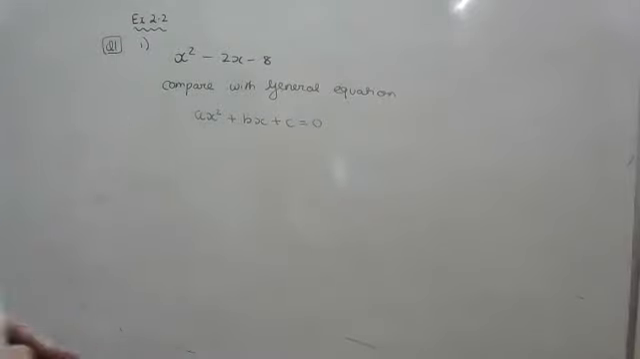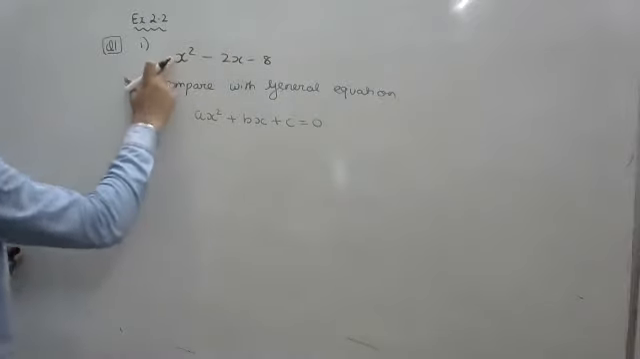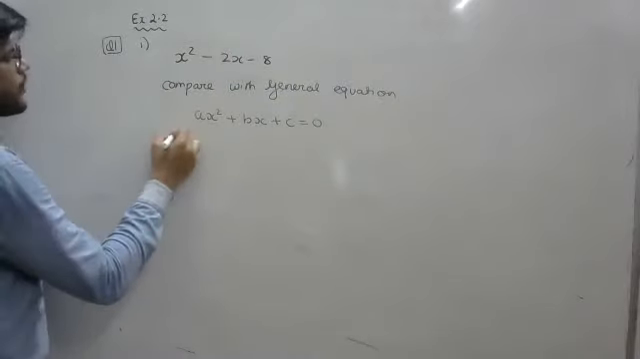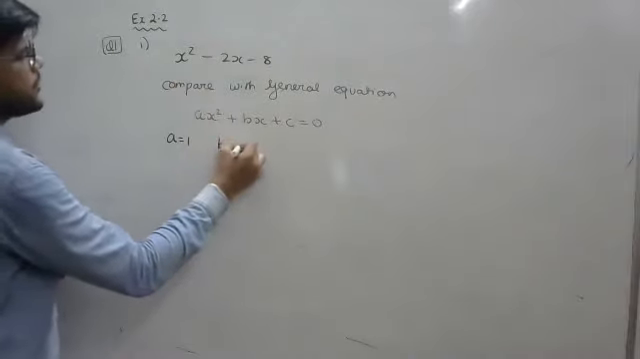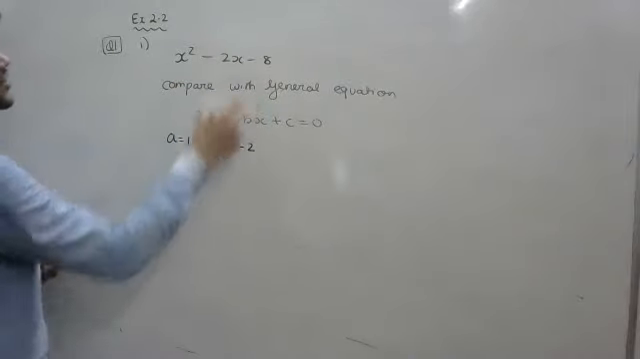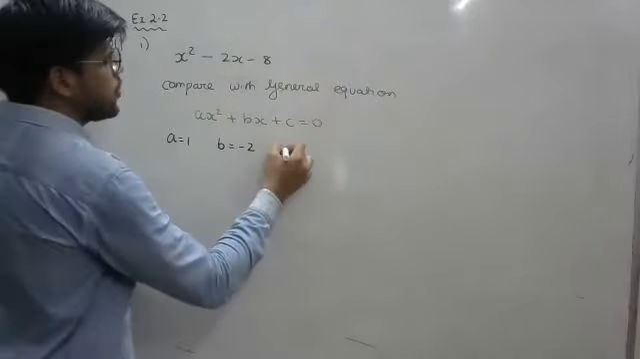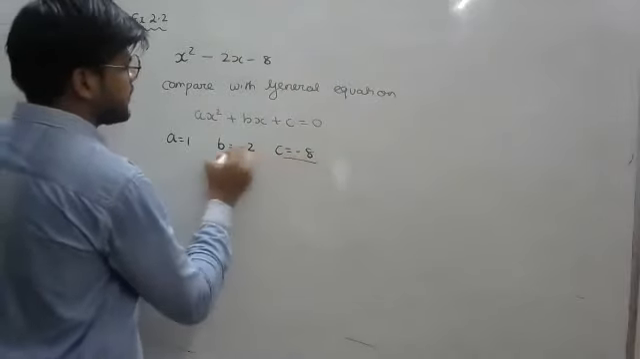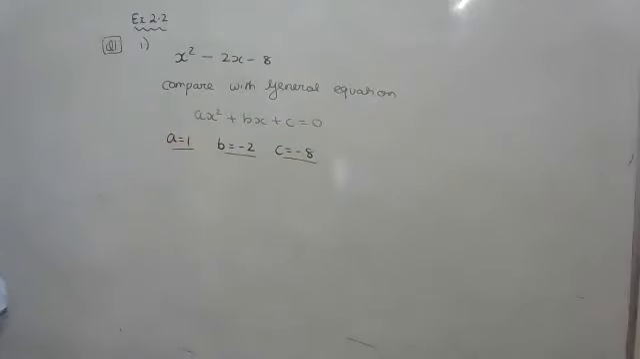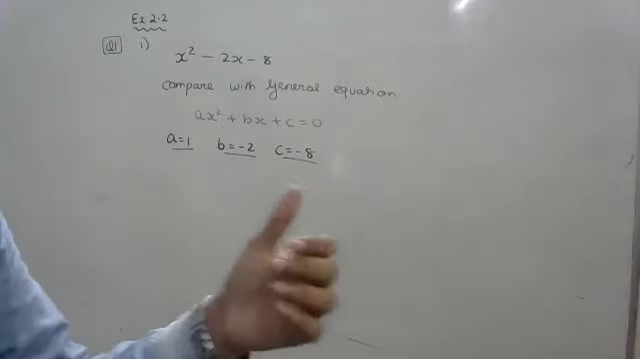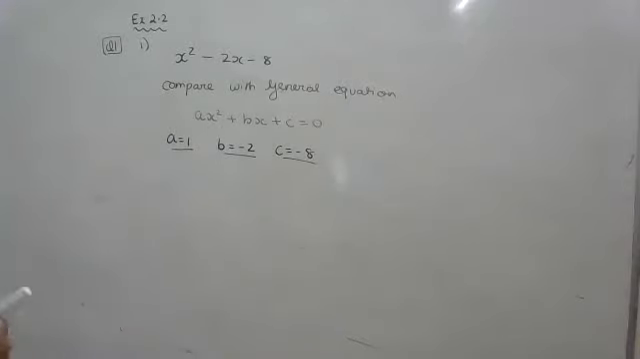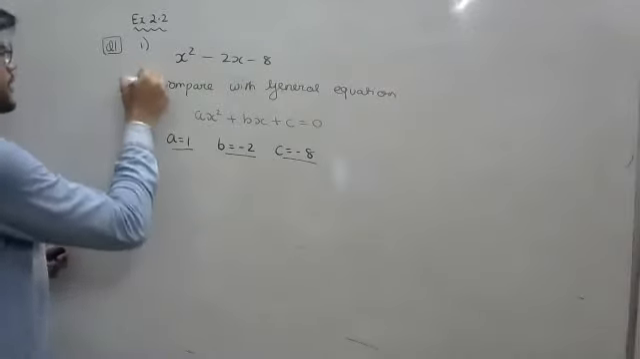Now when you compare, the coefficient of x square is 1, so the value of a will be 1. The coefficient of x is minus 2, so the value of b will be minus 2. And the constant term is minus 8, so your c will be minus 8. On comparing with the general equation, you get the values of a, b and c, where a and b are the coefficients and c is the constant term. Now, this is step 1.